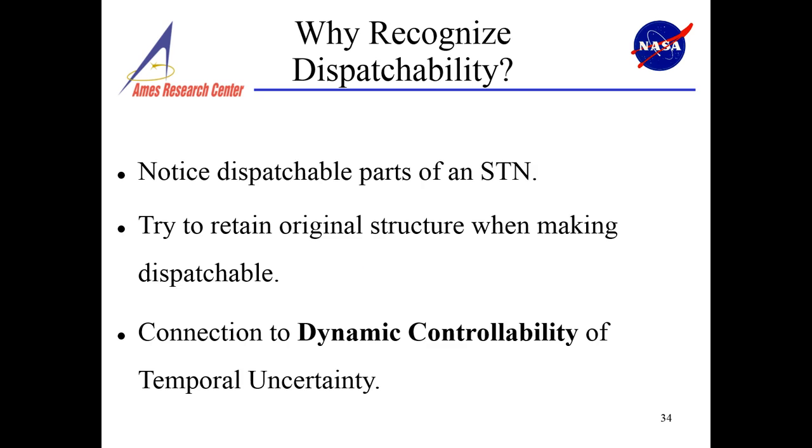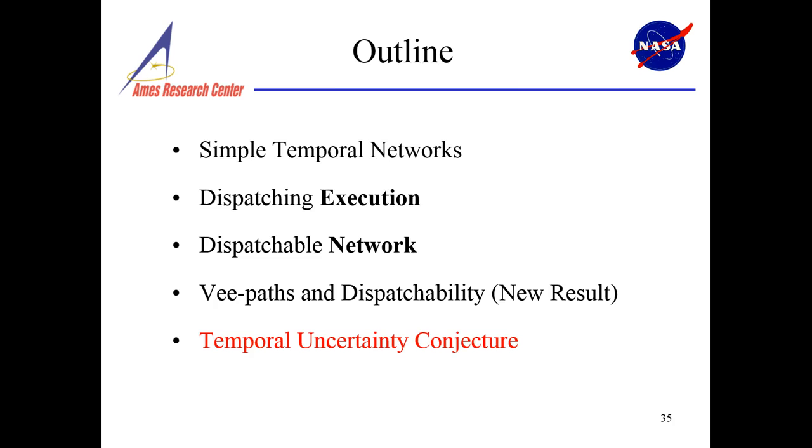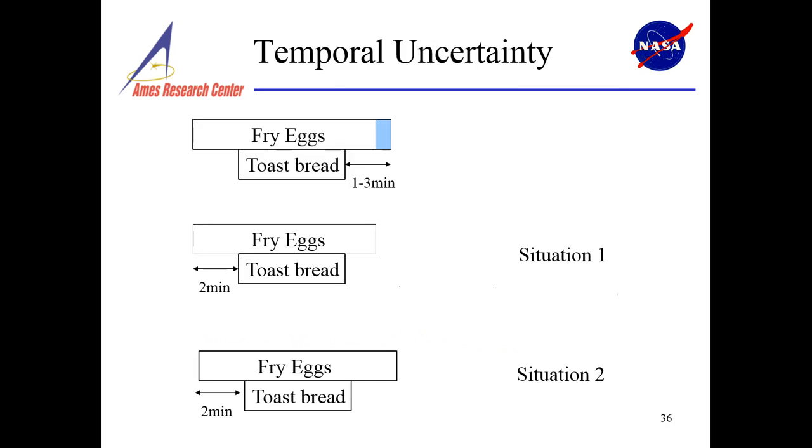So why recognize dispatchability? Well, if the network we have is already dispatchable, it would be nice to notice that so that we don't go through the algorithm to convert it to a dispatchable form. But the reason why I was interested in it is because of the connection to dynamic controllability. So I'm going to look at this conjecture.